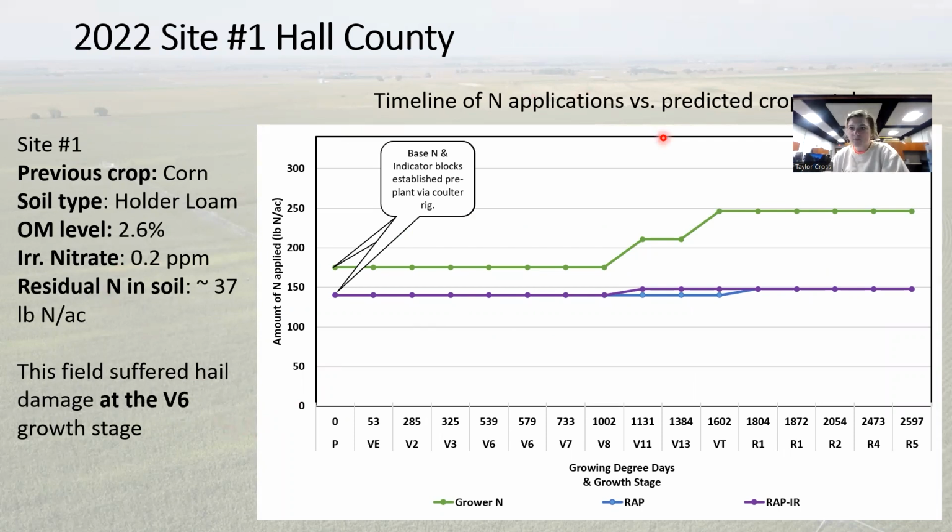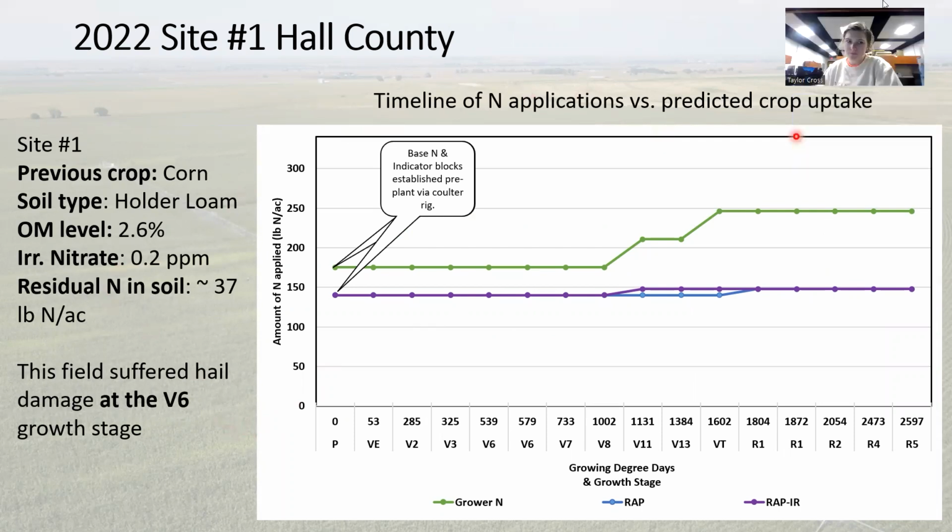So I'll jump in here to this site 1. So just some background information on this. Previous crop was corn. We just got a Holder loam soil, 2.6% organic matter, not really any nitrates in our water here. We got 0.2 parts per million. We did have some pre-season soil sampling done, and we can account for about 37 pounds of residual nitrogen in the soil. But none of these factors over here are included in this graphic. This is solely just our applied nitrogen in season over the growing degree days and growth stages.